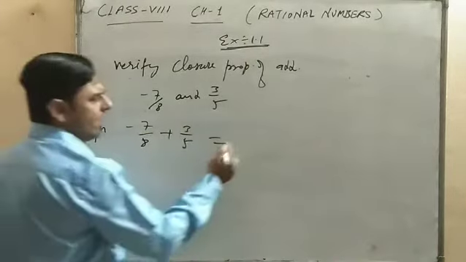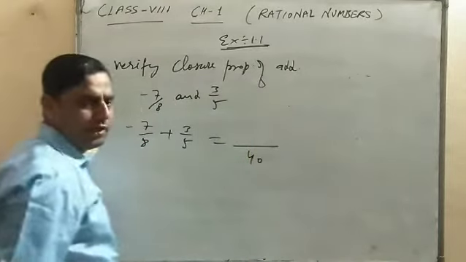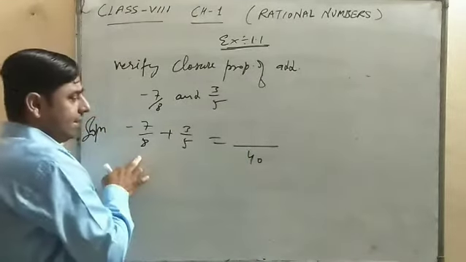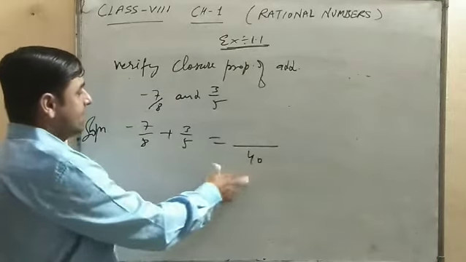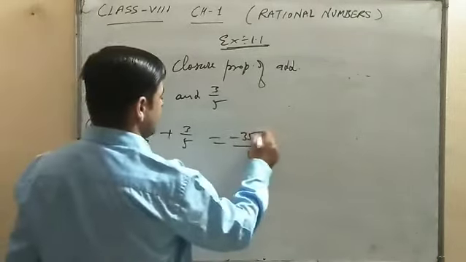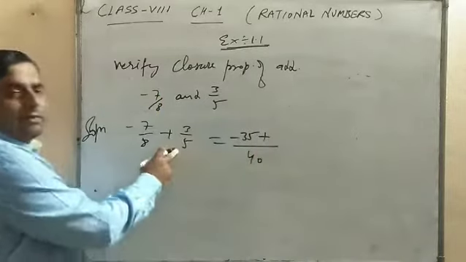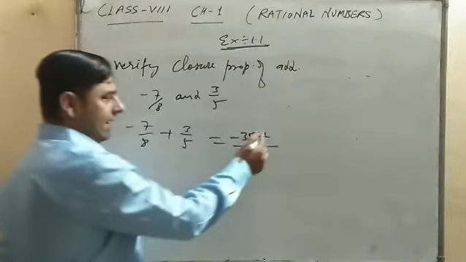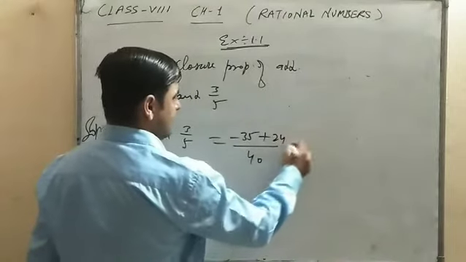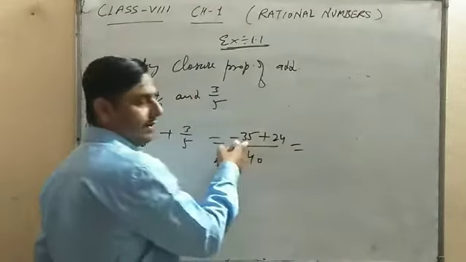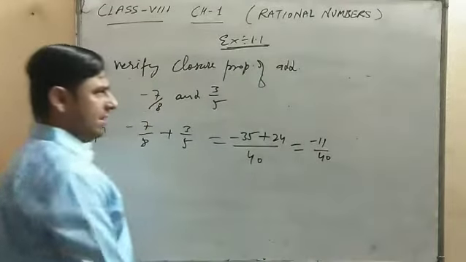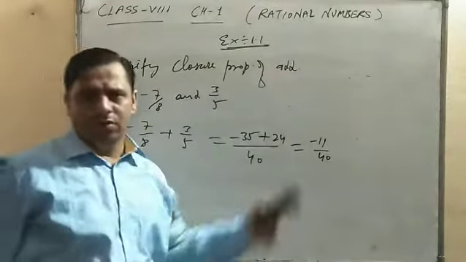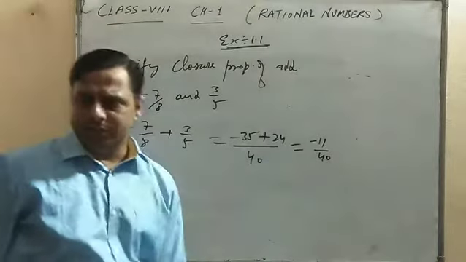Here 8 and 5 are different, so the LCM is 40. 40 divided by 8, the quotient will be 5. So 5 7s are 35. 40 divided by 5, you will get 8. 8 3s are 24. So the result is minus 35 plus 24, which means minus 11 upon 40. Similarly, you have to do many parts under additions.